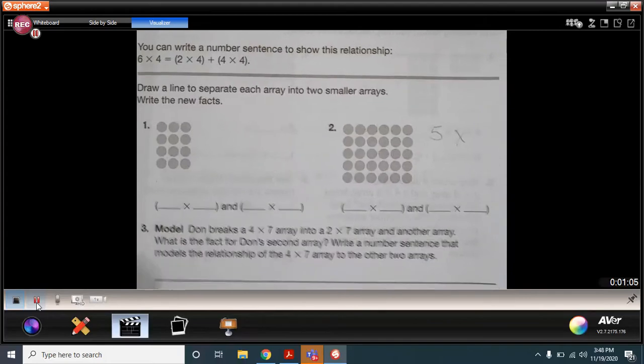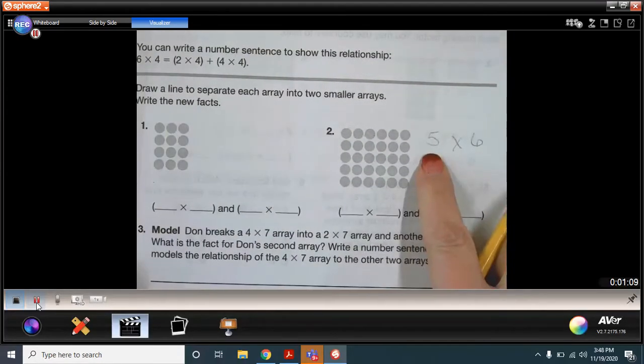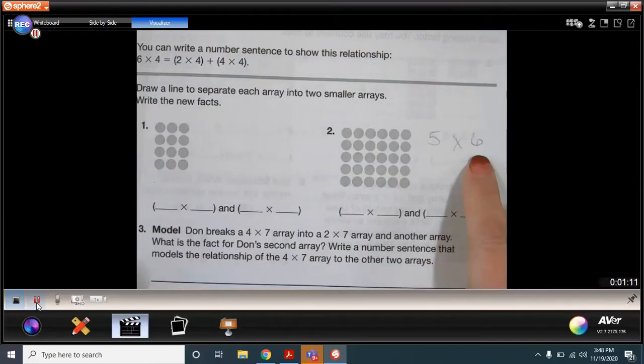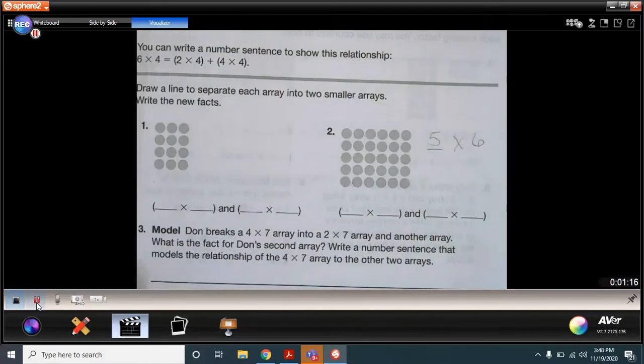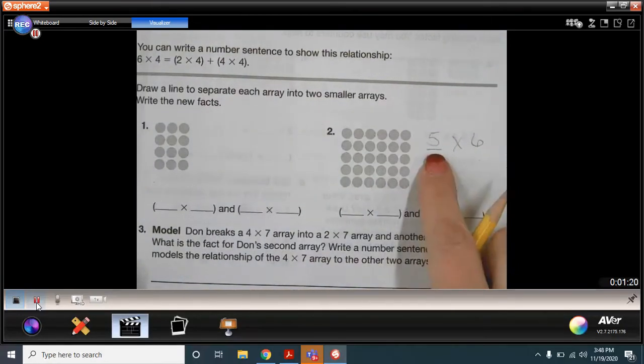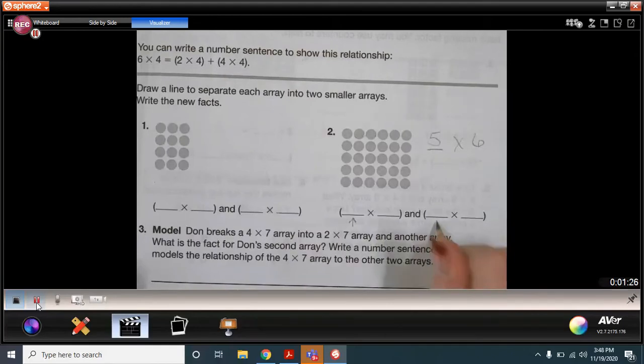So we're going to do 5 times 6. That's my number of rows. This is my number in each row. So just to keep it consistent right now, we're just going to worry about working with our rows. So we're breaking apart the rows, and this is going to be my first array, and this is going to be the factor of my second array.